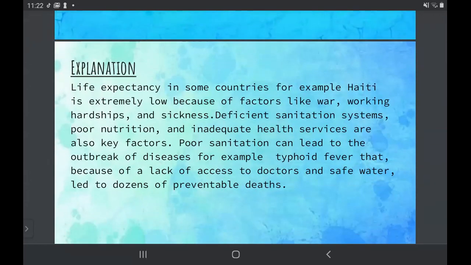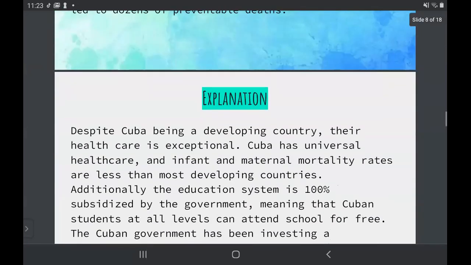So, explanation. Life expectancy in some countries, for example, Haiti, is extremely low because of factors like war, working hardships, and sickness. Deficient sanitation system, poor nutrition, and inadequate health services are also key factors. Poor sanitation can lead to the outbreak of diseases, for example, typhoid fever, that because of lack of access to doctors and safe water led to dozens of preventable deaths.